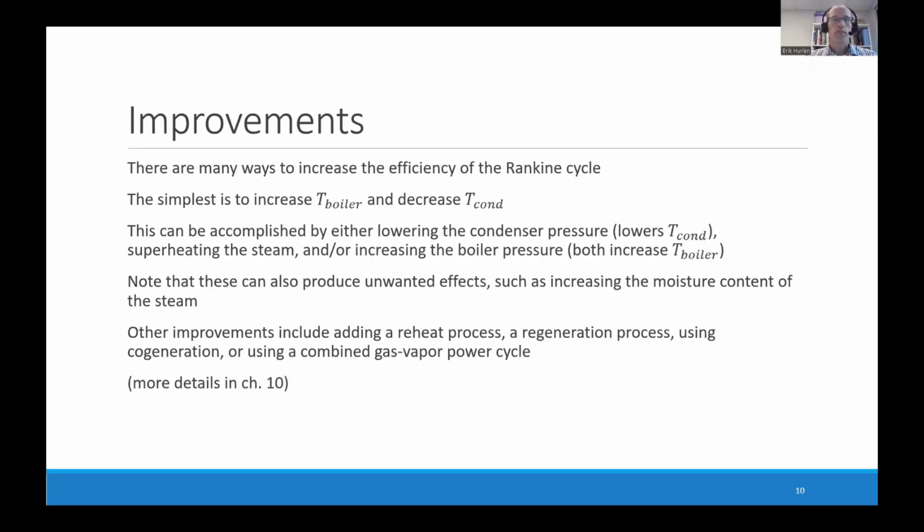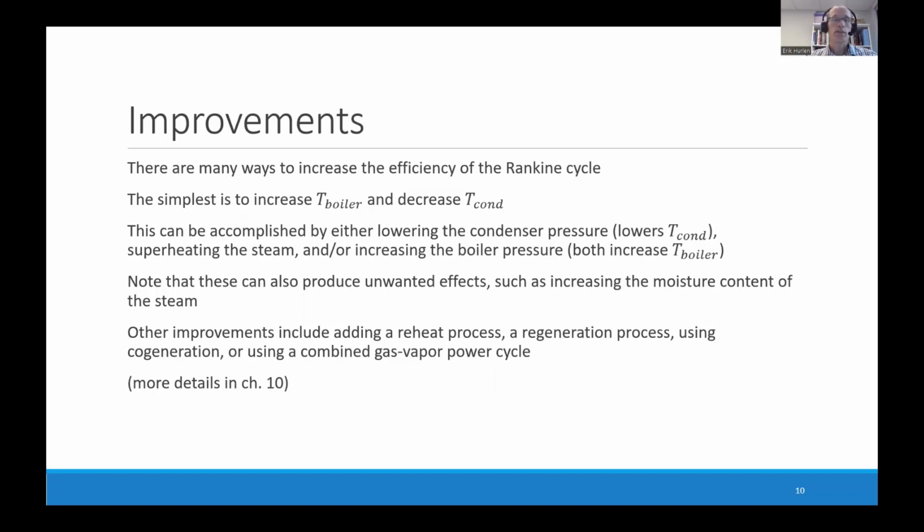There are a few things that can be done to increase the efficiency of this cycle. The simplest is to have the highest temperature difference, which means increasing the boiler temperature and decreasing the condenser temperature. In practice, this is done by lowering the condenser pressure, superheating the steam, and/or increasing the boiler pressure. However, these can also sometimes include some unwanted effects, such as decreasing the quality of the steam.